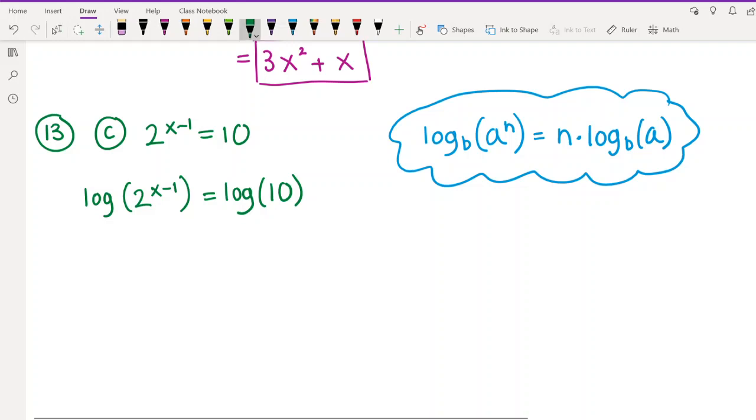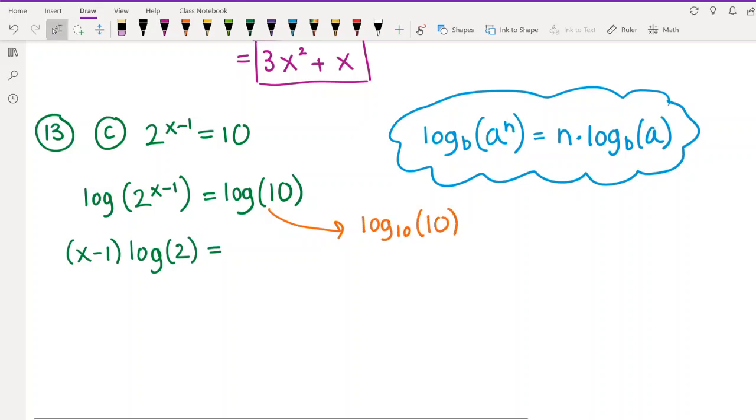So the whole reason behind doing this is because it now lets us bring down this x minus 1. So we have x minus 1 times log of 2 is equal to log of 10. If there's no number written as your base, that means log base 10. So this is the same thing as saying log base 10 of 10.